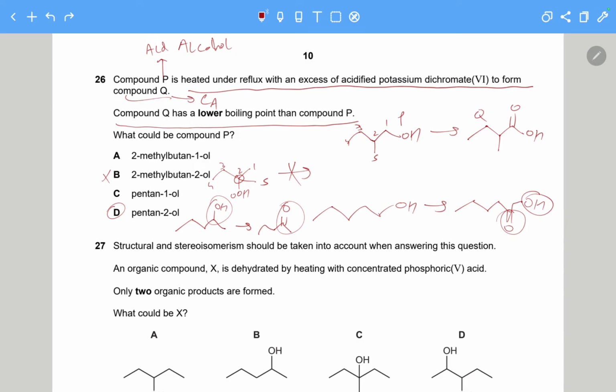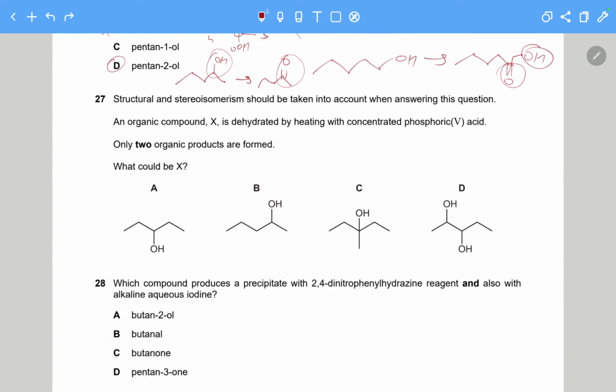And I'm sorry, I forgot that here I wrote only carboxylic acid can be the product, but you can also have ketone. Because if it's a secondary alcohol, it will be a ketone. If it's a primary alcohol, it will be a carboxylic acid.